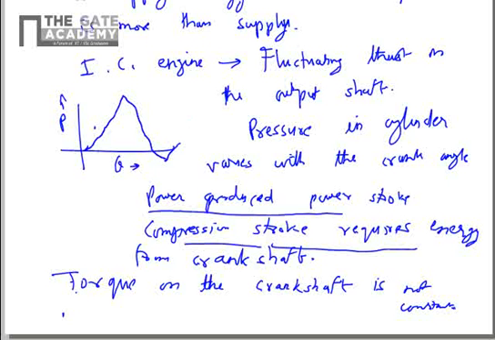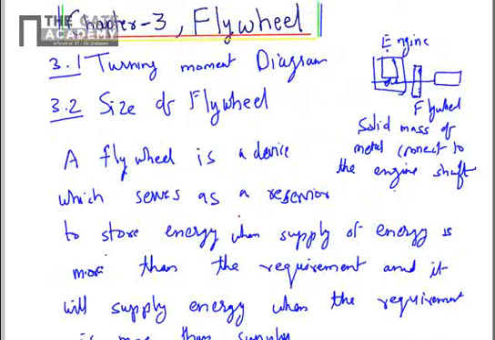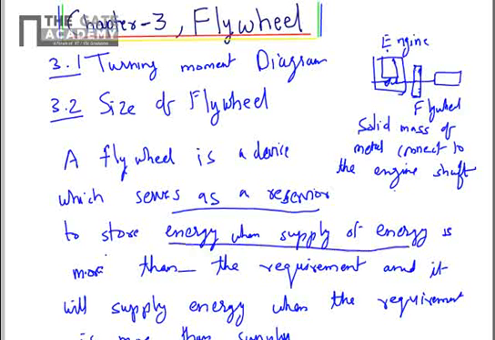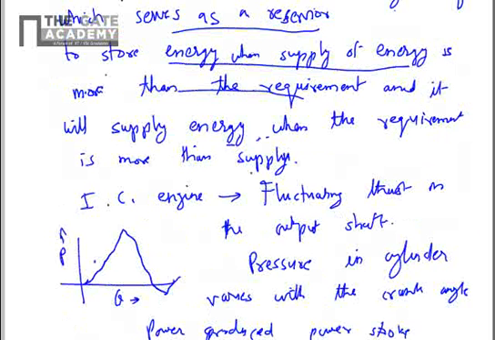So that's why you can see the definition of the flywheel. It acts as a reservoir to store the energy when supply of energy is more than requirement. So that is during the power stroke. Usually the torque is more than what is required at the output, and it will supply energy when the requirement is more than supply. That means during the compression stroke, when the engine itself requires a source of power along with the load. So to keep this fluctuation within limits, a flywheel is used.